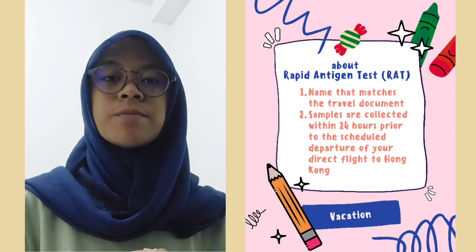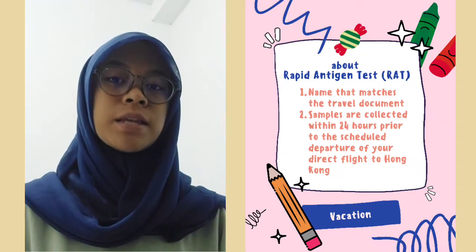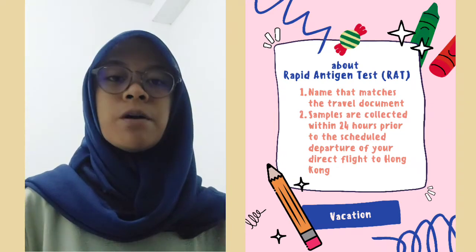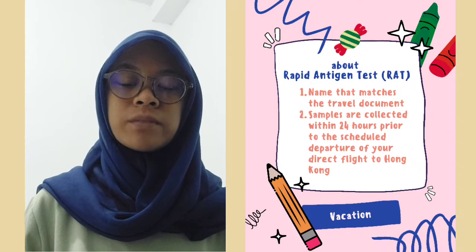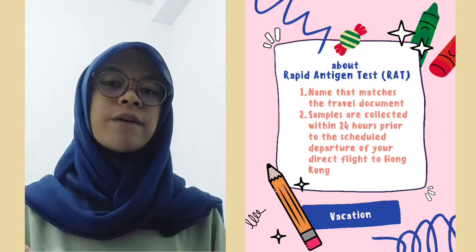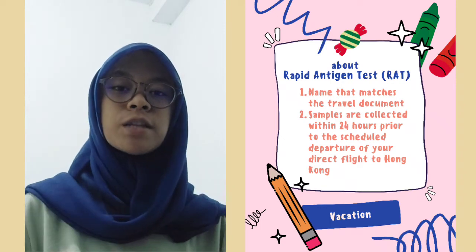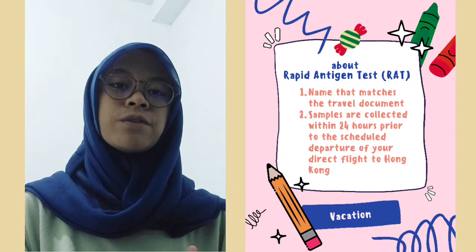Another thing that must be ensured is that the vaccination record must include the name of the COVID-19 vaccine, the number of doses received, and the date the dose was given. You will be considered fully vaccinated if you have been vaccinated for at least 14 days from the date you received your last dose.